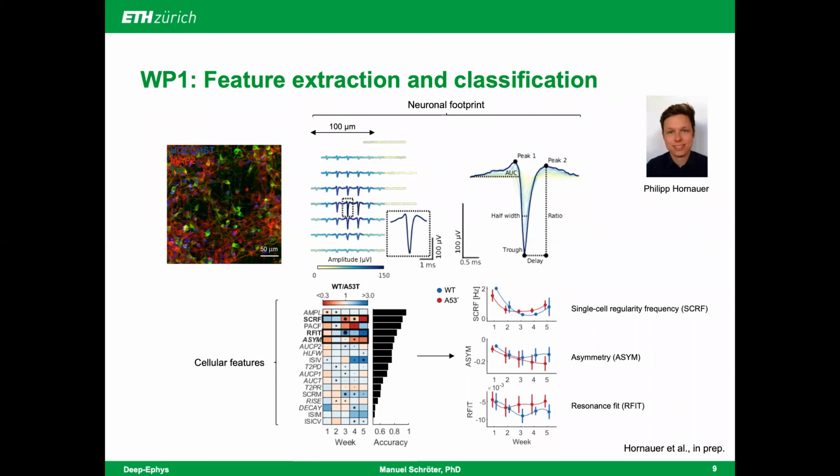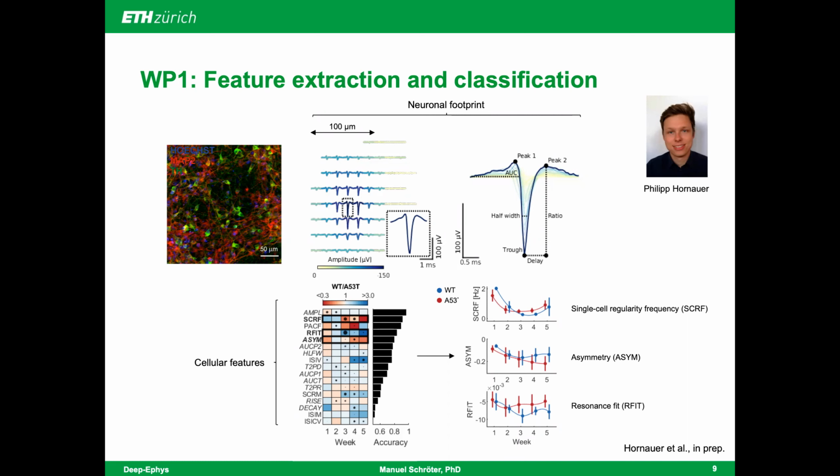In the present study, Philip inferred 17 different metrics at the cellular level, comprising both features that related to the activity of neurons and features that describe the waveform of the electrical footprint. The depicted statistics are based on features extracted from around 300,000 single neurons. Philip then followed these features over 5 weeks in vitro and compared how well individual cellular features would allow to classify our 2 cell lines.